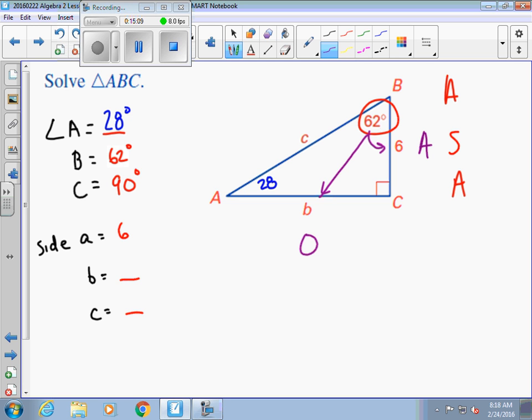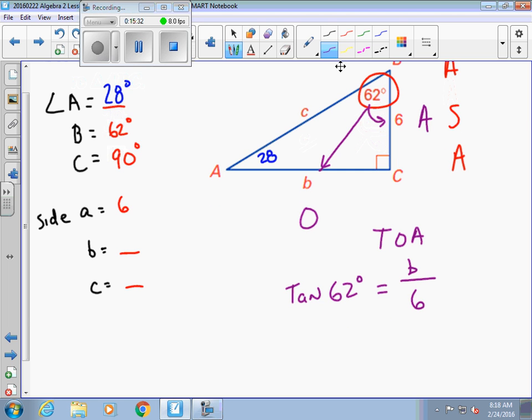So we have an O and we have an A. The one that goes with O and A is TOA. So the tangent of 62 degrees is equal to the opposite B divided by the adjacent 6. So in order to get B's value by itself, algebraically, we know how to do that. It says divided by 6. We multiply by 6. So when you do it there, you do it here. So 6 tangent of 62.